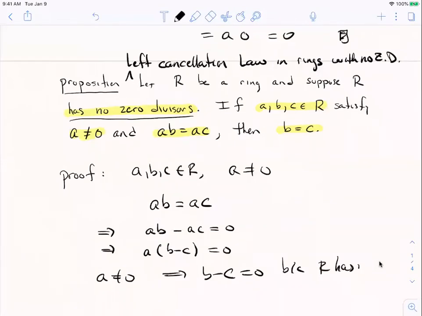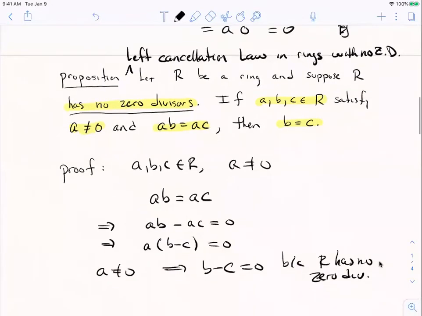R has no 0 divisors. Well, if B minus C is 0, then B is equal to C. So I could left cancel that element A, even though A doesn't have an inverse. I didn't prove it by multiplying by the inverse. I don't know A is a unit, but I didn't need to have an inverse. It follows from the fact that there's no 0 divisors. And again, you can check out the right cancellation law. You can give the exact same proof.